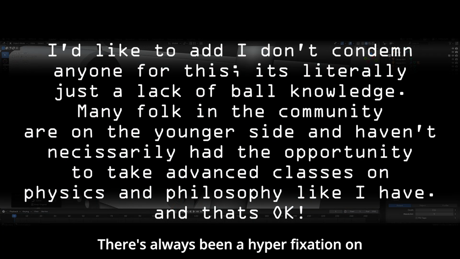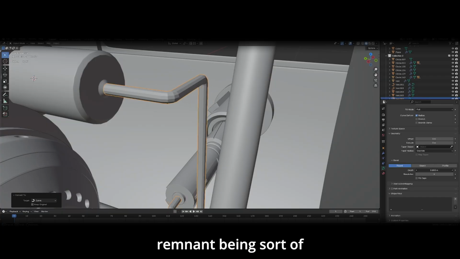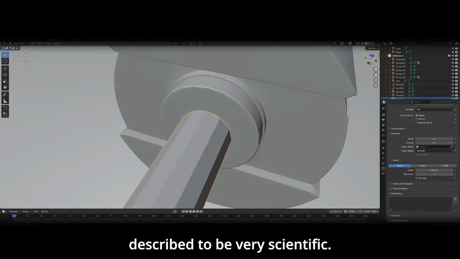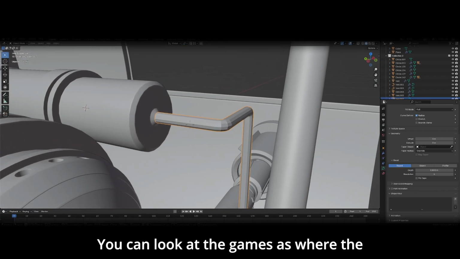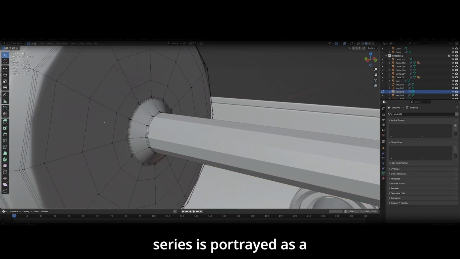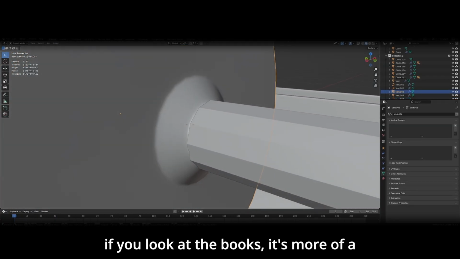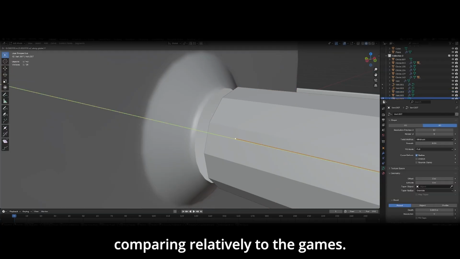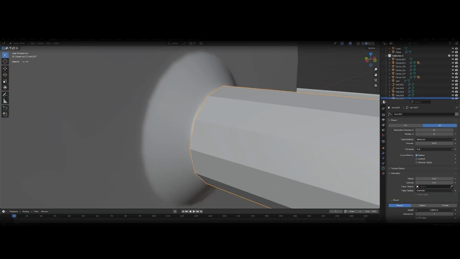There's always been a hyperfixation on Remnant being sort of like a magic system, although it's always been described to be very scientific. You can look at the games as where the series is portrayed as like a supernatural horror, but if you look at the books, it's more of a deep dive into philosophy and science, at least comparing relatively to the games.